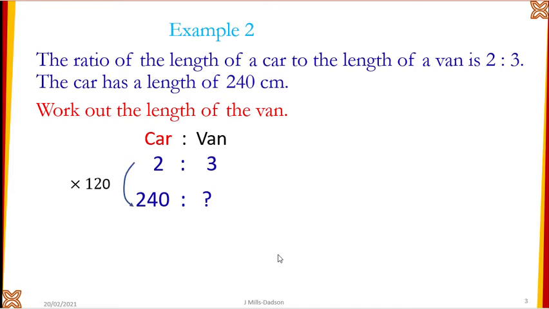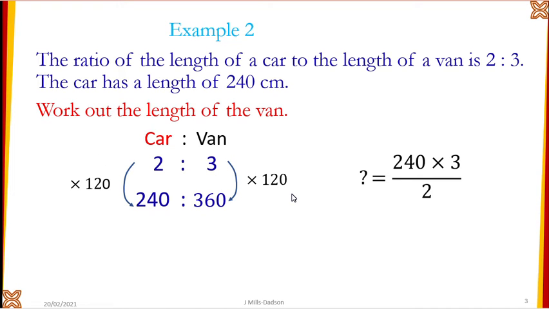From 2 to 240, you know it's times by 120. Do the same. In case you cannot get the connection, remember, you times the numbers across. 240 times 3, then you divide the whole thing by 2. That will also give you the same thing. So 3 times 120, 360. So when you work this out, this will also give you the same thing.